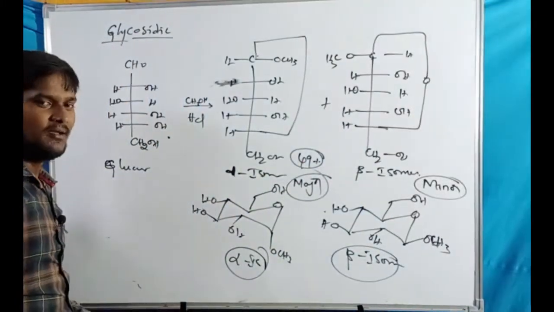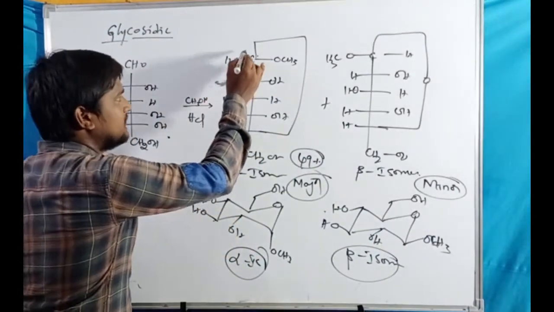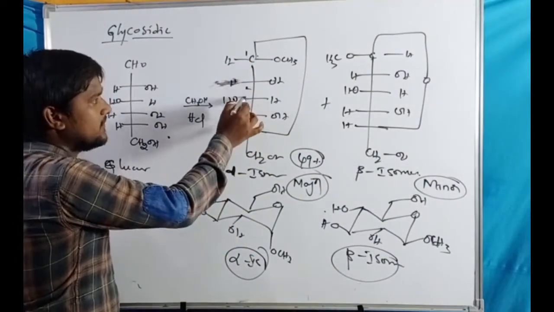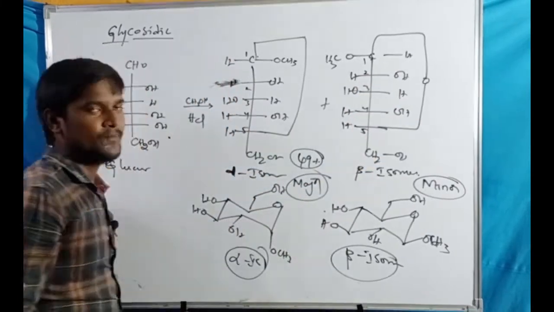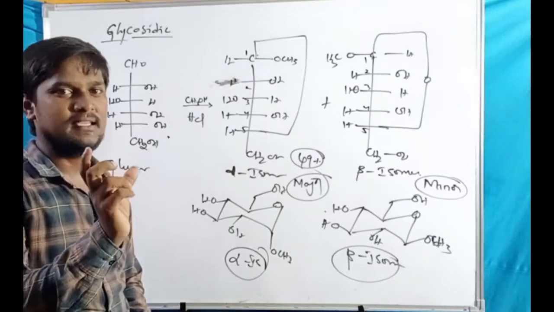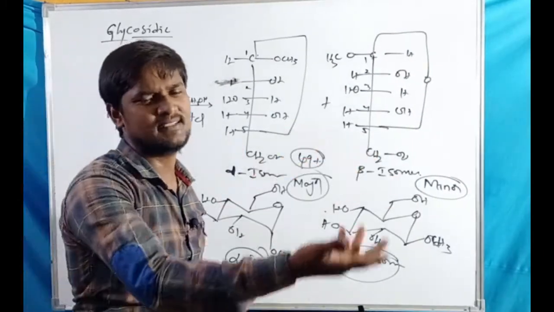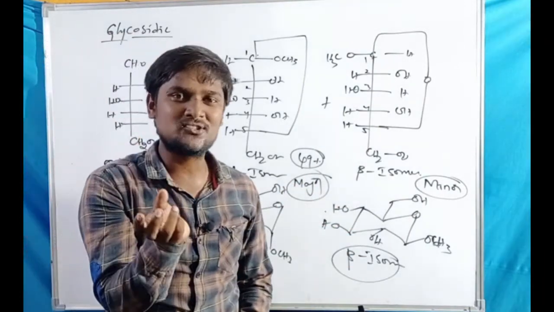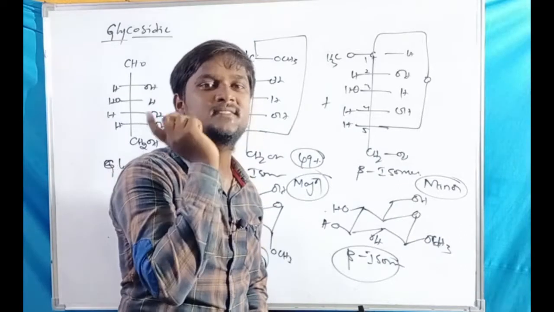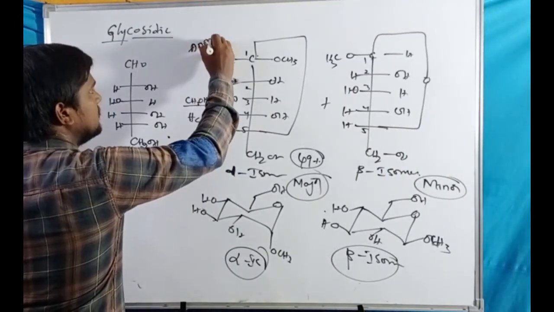Okay, before going to the explanation of these two doubts, here this is the first carbon, then second, third, fourth, fifth. Now the first carbon has a structural change, with OH on the left or right side, or OCH3, OR or OH, it doesn't matter. This structural change observed at the first carbon atom, that relationship is called the anomeric relation.